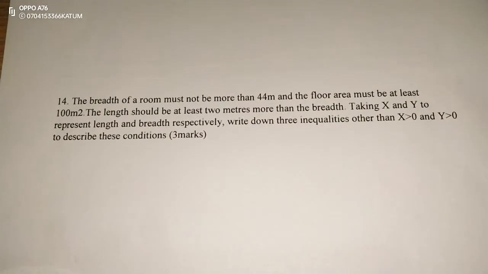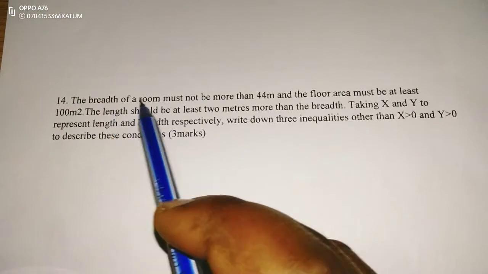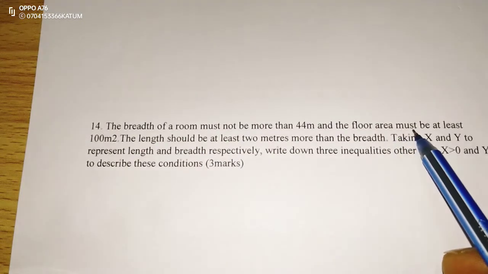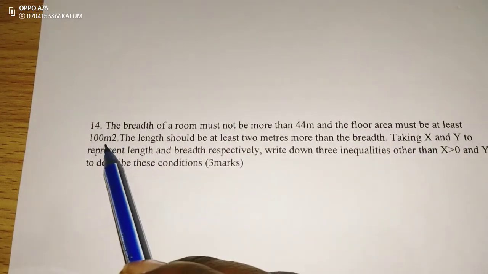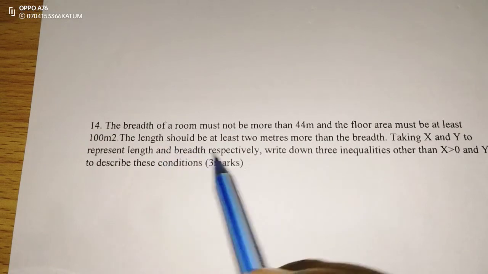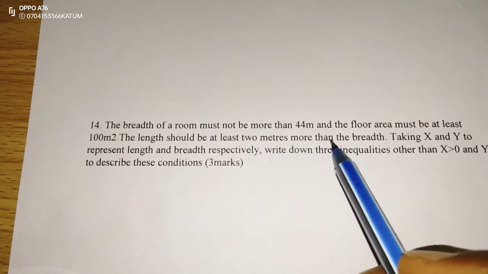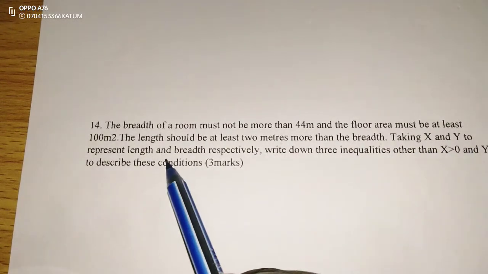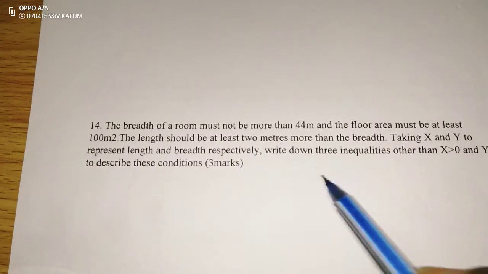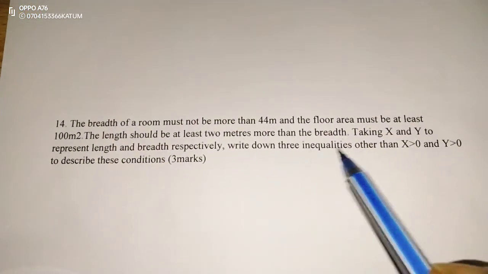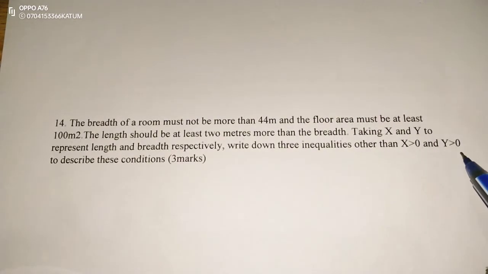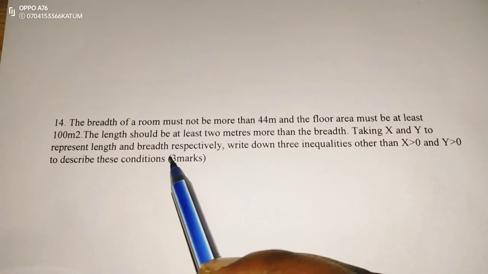We're going to look at some simple linear inequalities. We've been told that the breadth of a room must not be more than 44 meters and the floor area must be at least 100 meters squared. The length should be at least 2 meters more than the breadth. Taking x and y to represent length and breadth respectively, write down three inequalities other than x is greater than 0 and y is also greater than 0 to describe these conditions.